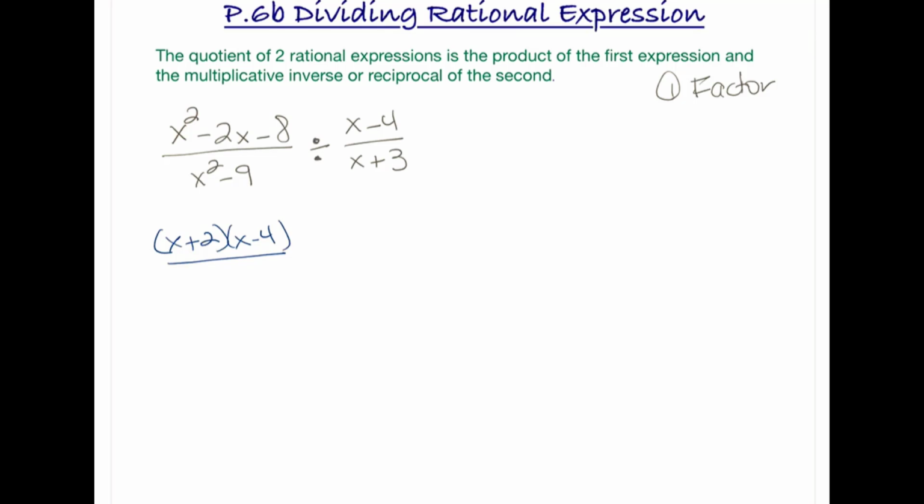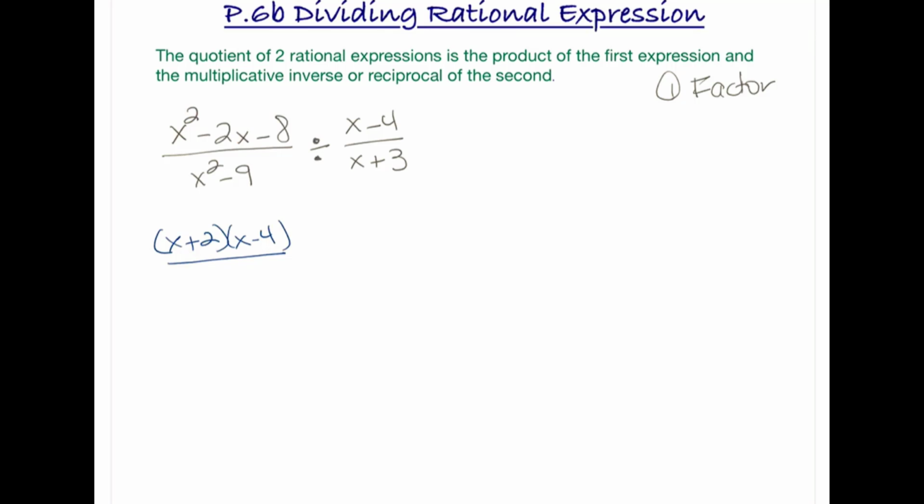Taking a quick moment just to check it. If I multiply these together, I get the negative 8. If I find the sum of these two numbers, I get negative 2. So it appears that I factored it correctly. So now let's try the denominator.